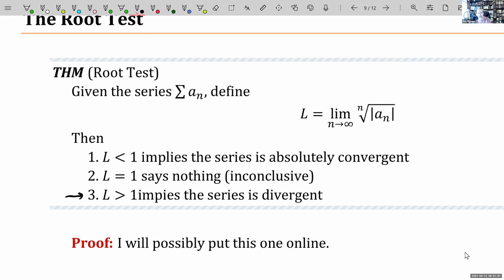Because again, think about a number greater than 1, and you're taking the 1,000th root of it. The 1,000th root of a number greater than 1 is still greater than 1. And so as time goes on, you're adding numbers greater than 1 over and over again. So your series will diverge.